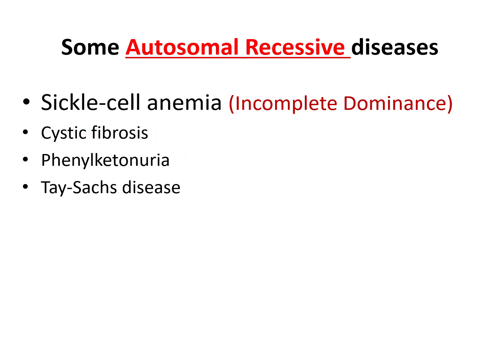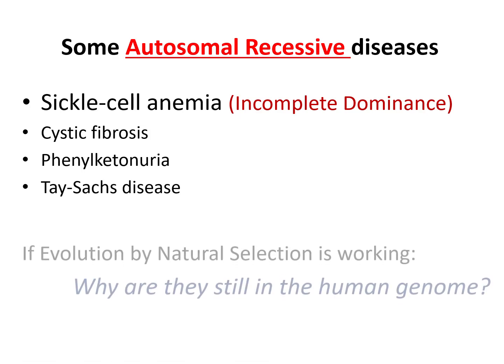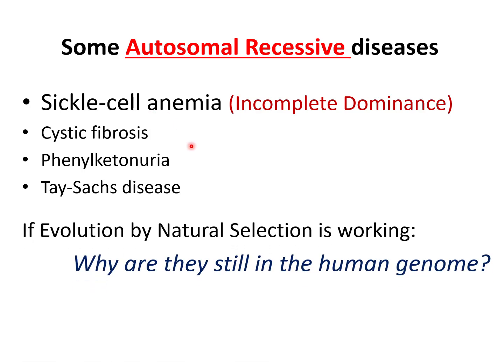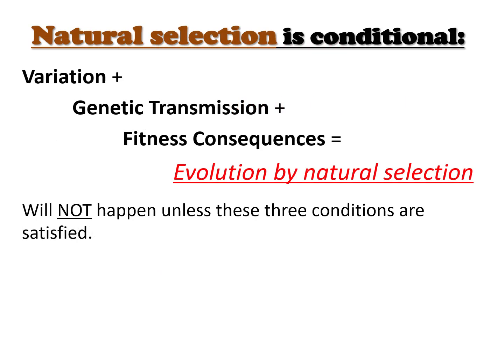PKU, also known as phenylketonuria, and Tay-Sachs disease, which is another type of disorder, are all examples of what we call autosomal recessive. Why are they still in the human genome? Because we have carriers who can survive and thrive even though they might have that gene. In politics and in social discourse, a lot of people do not really understand this concept.